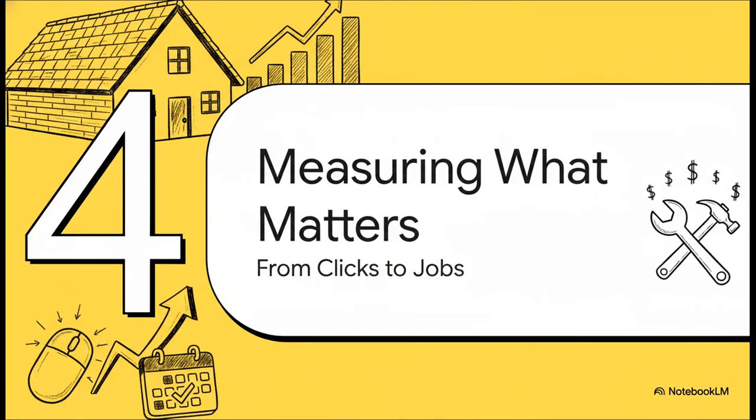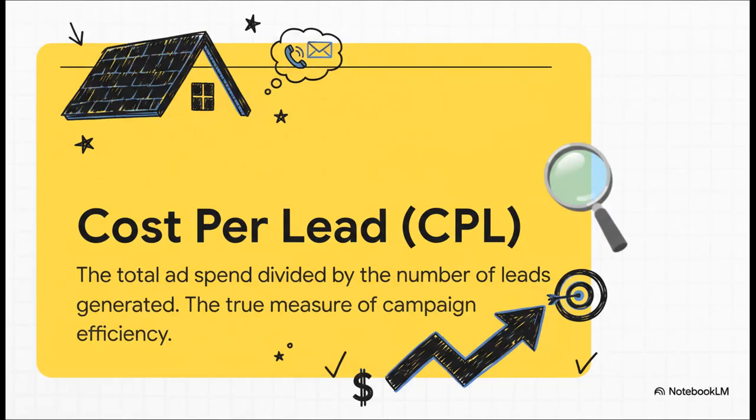All right, finally, let's talk about measuring what actually matters. Because let's be real, the goal here isn't to get a bunch of clicks, it's to book profitable jobs. So I want you to forget about impressions, forget about click-through rate, forget all those vanity metrics for a second. The number one metric you need to be obsessed with is your cost per lead. This tells you exactly how much you are paying to make your phone ring. It is the true north of your campaign's performance.